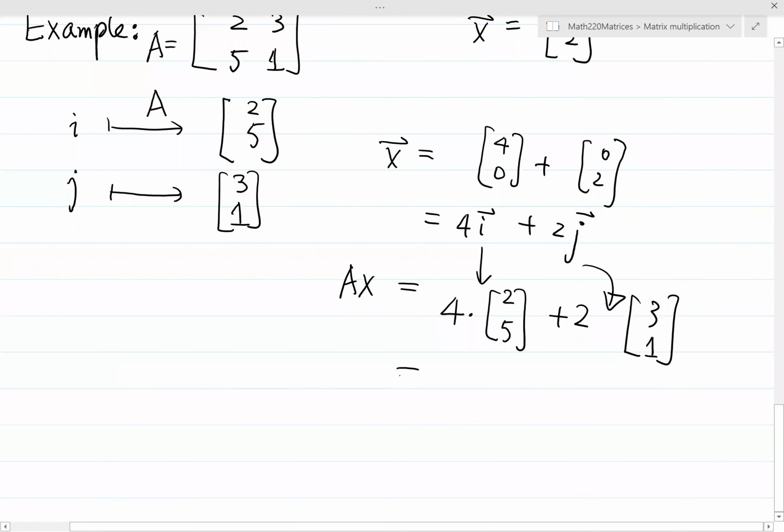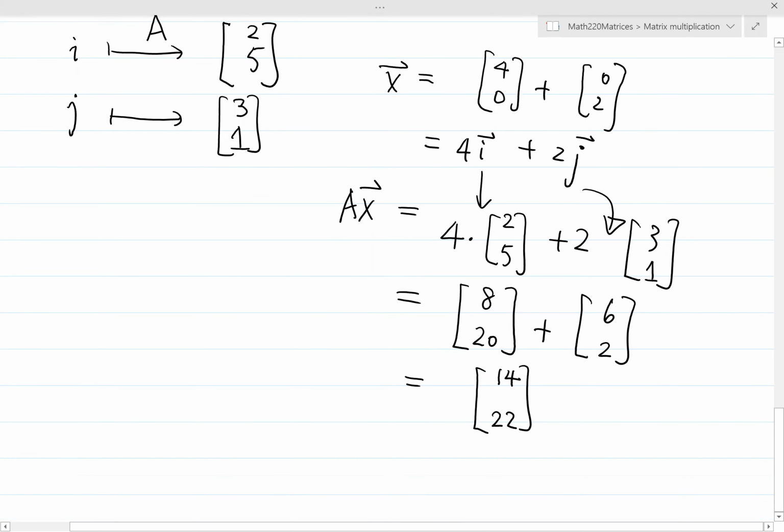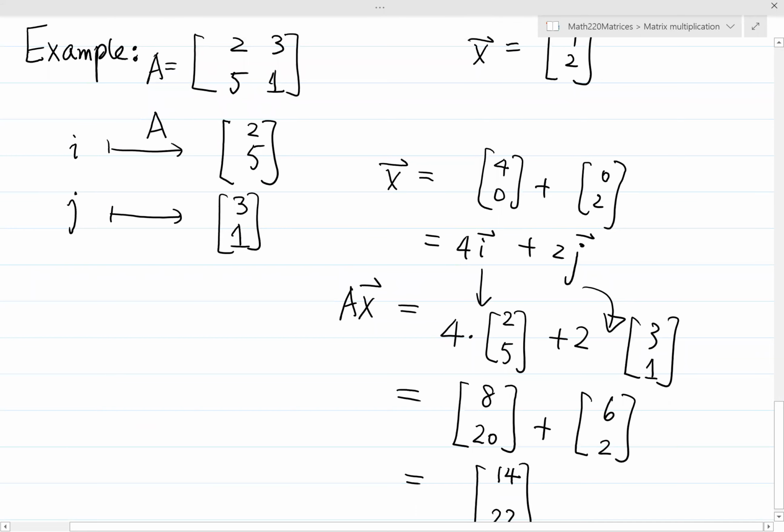Okay, and then we get, this is a linear multiplication, scalar multiplication. So this is 8, 20 plus 6, 2. Add them together, component-wise. 8 plus 6, we get 14. 20 plus 2, so we get 22. So this is the column picture.